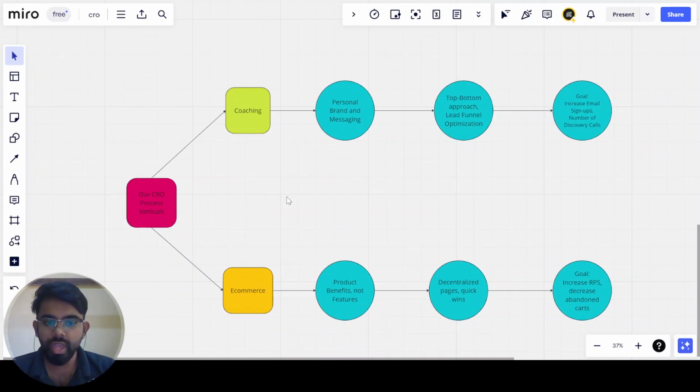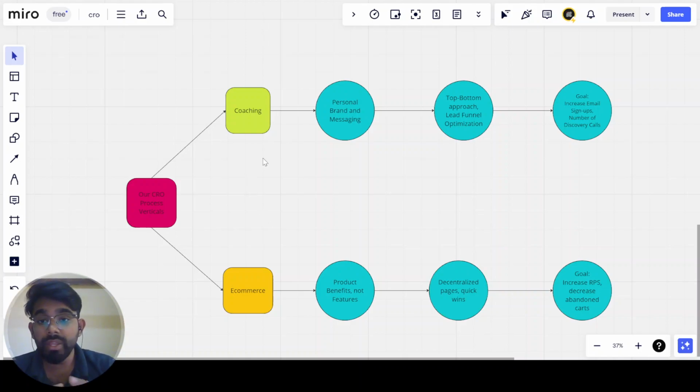And to go through the verticals, or the channels, that we are operating on, we'll be helping coaching and e-commerce brands with their CRO needs. You might be wondering whether the CRO process is different for both of them because these are two different niches, but no, it's basically optimizing for the human mind. So there are just slight variations or slight differences in both industries.